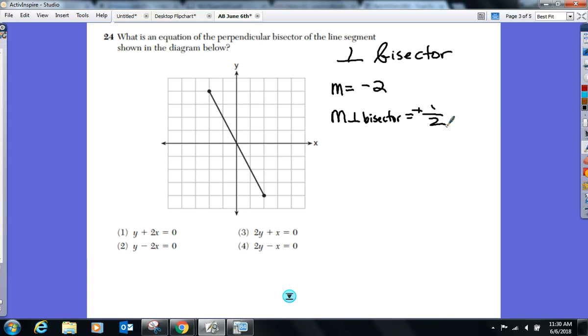Everyone good? Positive 1/2. Now, let's take care of the bisector part. This perpendicular bisector is going to go through what of the segment? Midpoint of the segment. Love this example because it goes over slope and midpoint. Anytime you forget, remember the fact sheet I gave you yesterday. It's in there, first page right in the middle. x1 plus x2 divided by 2, and then I'm going to add my y's and divide it by 2.